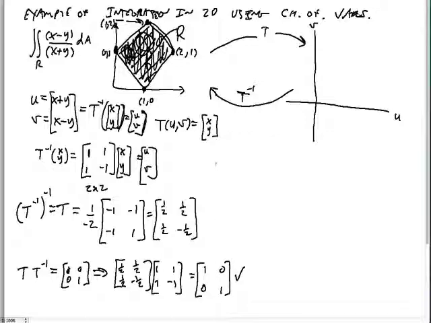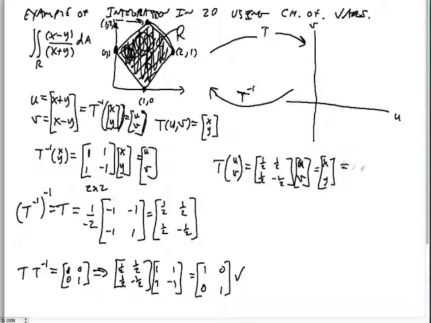So now we have our transformation T(u, v) equal to [1/2, 1/2; 1/2, negative 1/2] times (u, v), and that's equal to (x, y).